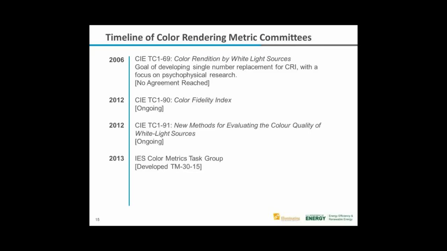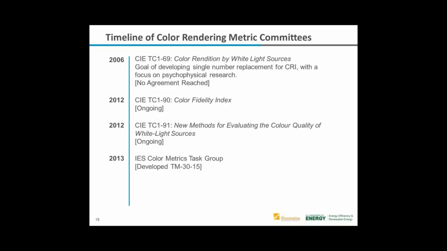So the latest group, TC 1-69, color rendition by white light sources, had the goal of developing a single number replacement for CRI, following on from TC 1-62. However, no agreement was reached, and that group was split into two groups, TC 1-90 and TC 1-91, which focused respectively on a color fidelity index and other new methods, mostly revolving around preference for color.